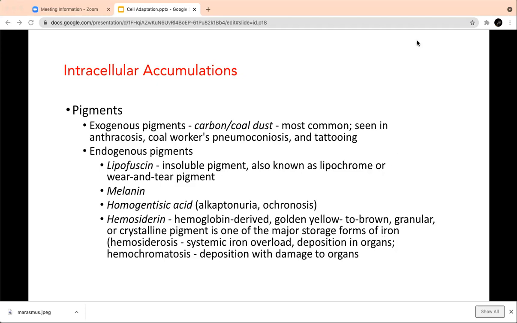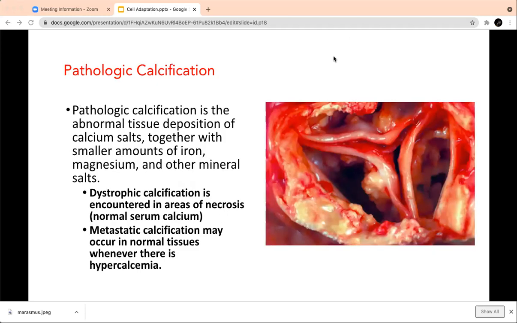So, of course, hemosiderin, as you all know, is a hemoglobin-derived substance, a golden yellow to brown granular pigment. And remember the difference between hemosiderosis and hemochromatosis. Pag sinabi ng hemosiderosis, there is systemic overload. Ang ibig sabihin, hindi na siya nakikerry or nasi-store properly, and therefore it will deposit in organs. That is hemosiderosis. Now, when the deposition in organs causes damage to the organs, it is termed hemochromatosis. So remember the difference between the two.